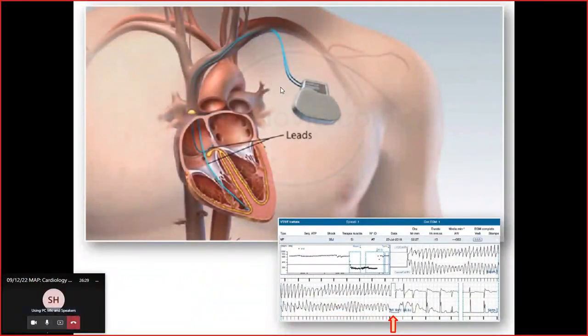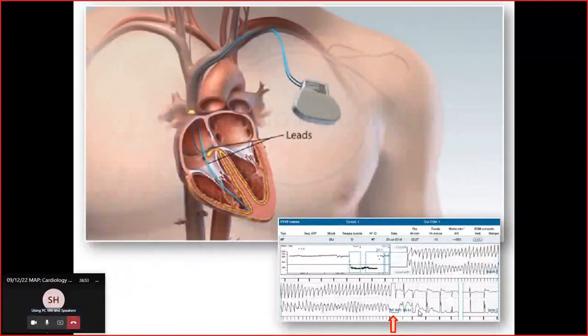So simply it's a pacemaker implanted under the skin, the same principle as the CRT, but it only comes with 2 wires, 1 wire into the right atrium, 1 wire into the right ventricle, with a coil on the ventricular lead that detects the abnormal rhythm, as in this patient who develops ventricular tachycardia, polymorphic ventricular tachycardia, and delivers a shock within appropriate time to restart the heart in the normal rhythm again.